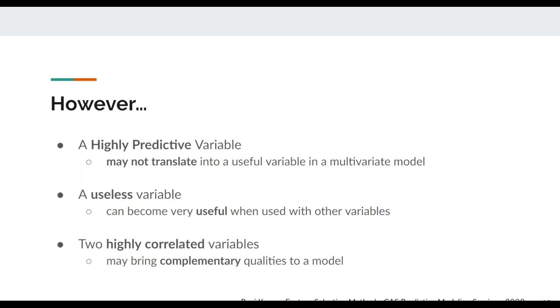And finally, when you have two variables that are quite highly correlated, in that case, you might want to get rid of one of them in order to keep the number of features smaller. Using them together may bring complementary qualities to the model itself. So in other words, consider all those aspects as things to consider, but not as strict guidelines. If this is the case, then do that.